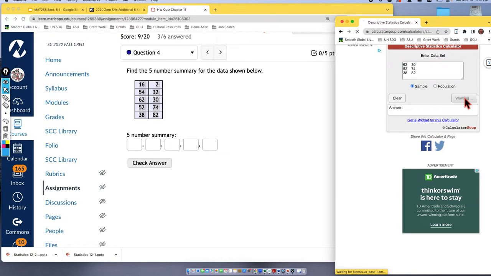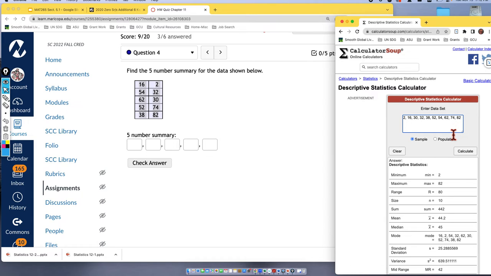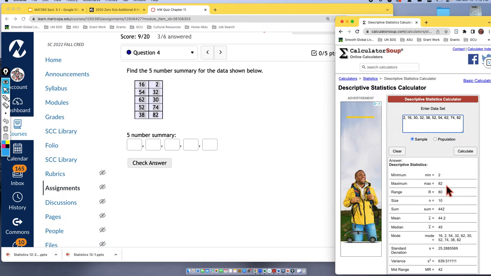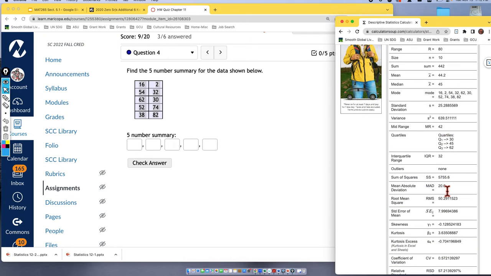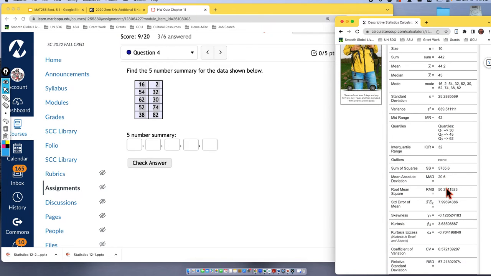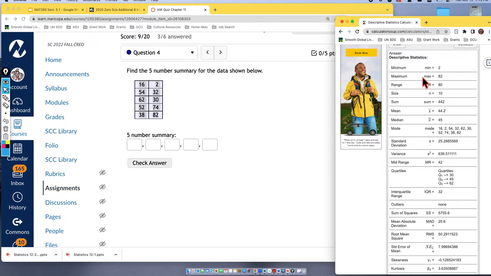I'm going to calculate, and then it puts in the commas and everything. Now, what is a 5-number summary? The 5-number summary involves the median. It also involves the minimum and the maximum. So it's 5 numbers that describe it.